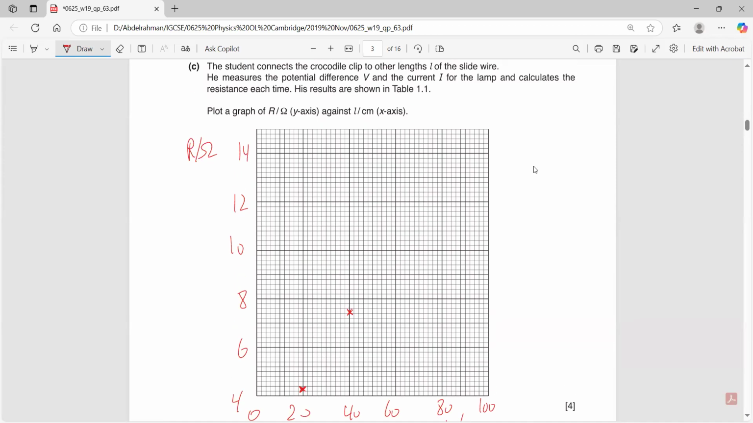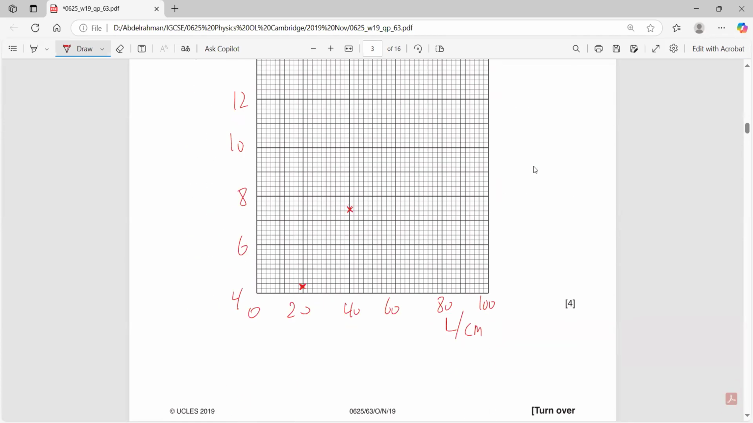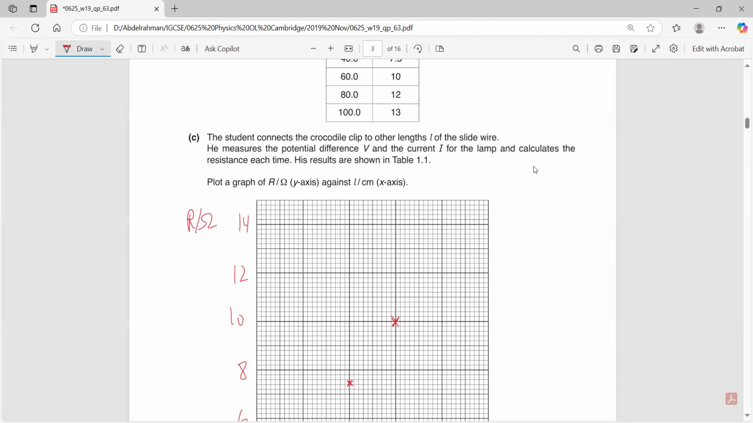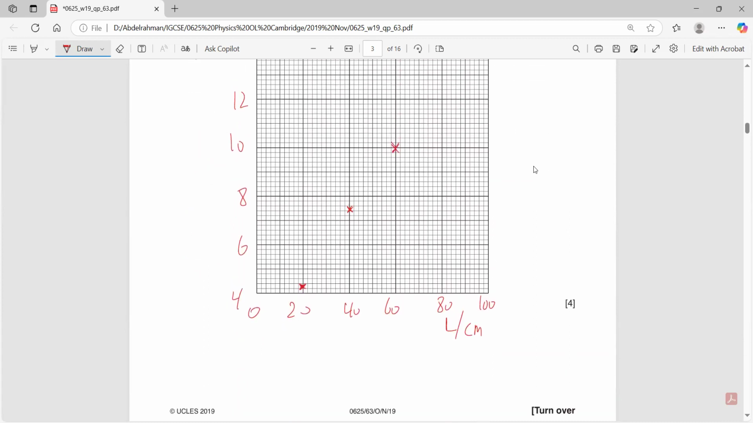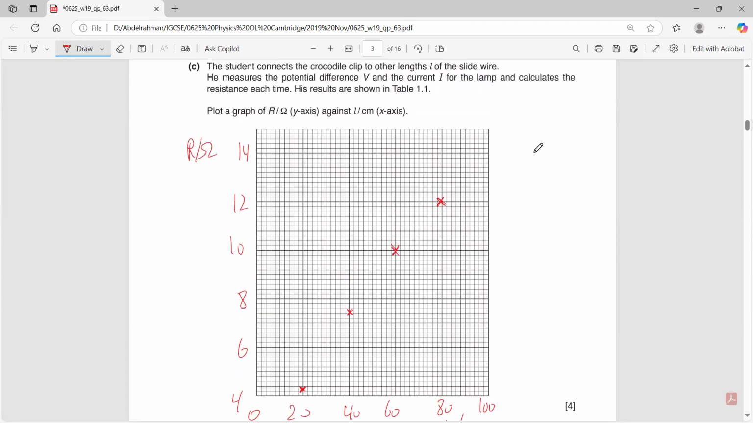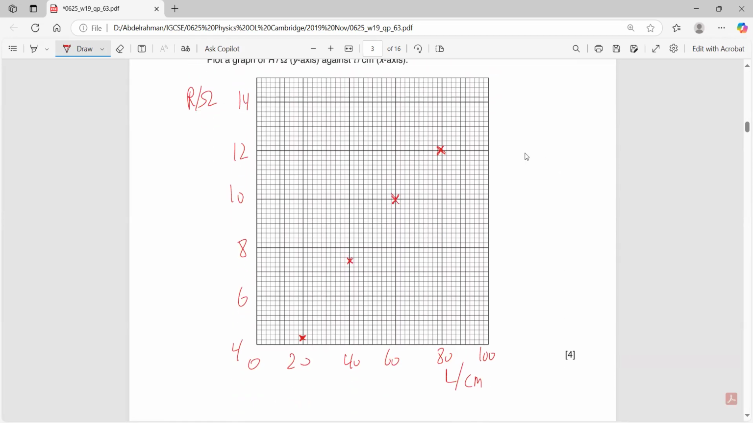60 and 10. 80 and 12. And then 100 and 13. You have a graph. Last point is 100 and 13.